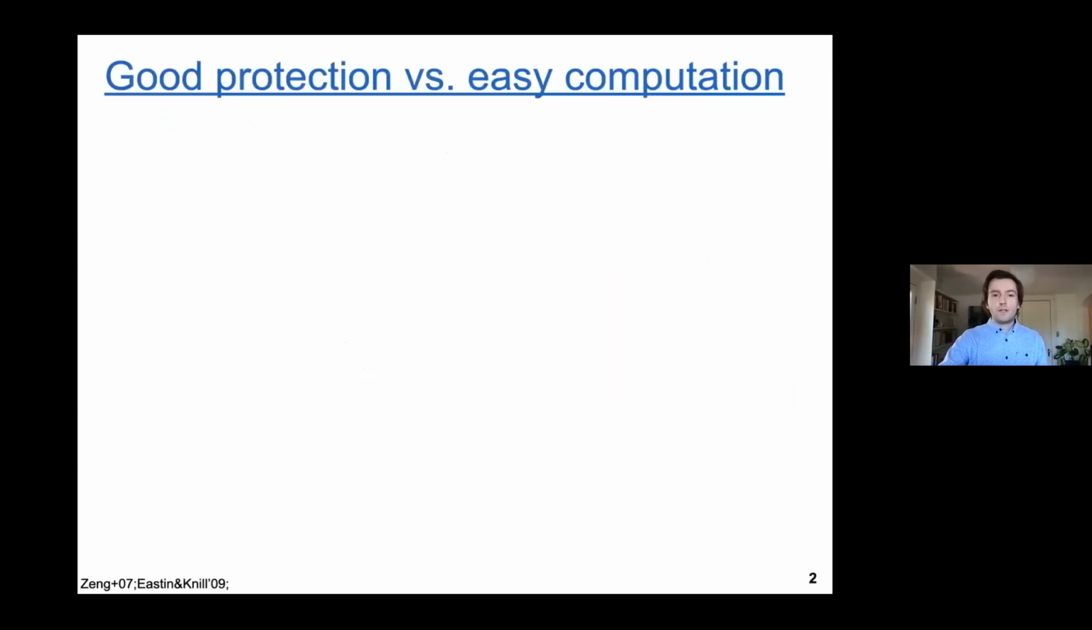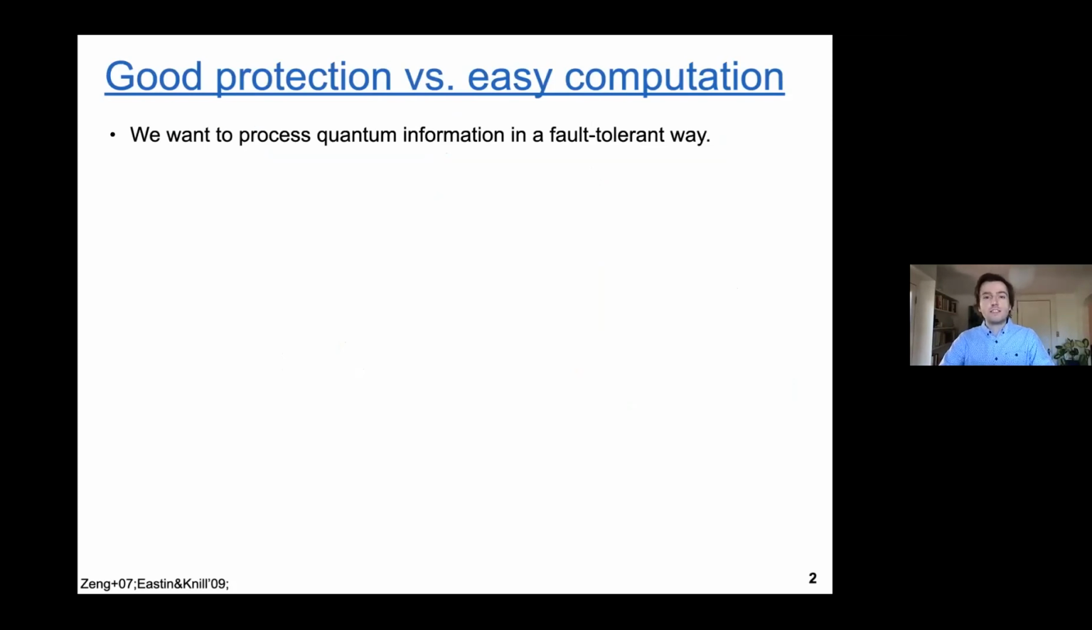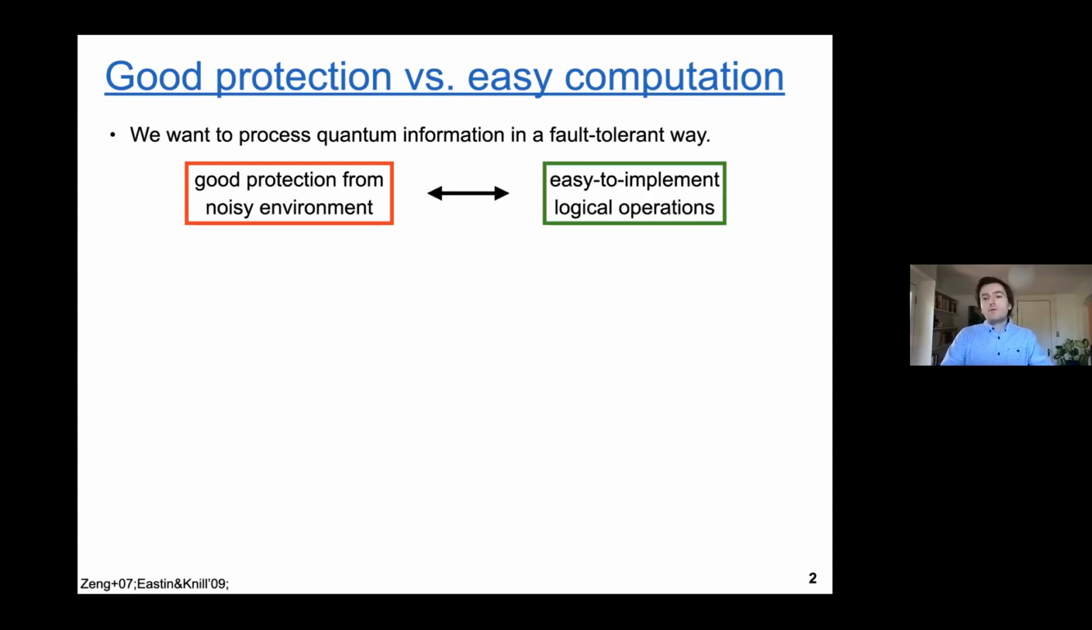So let's get started. What we want to do in our field in quantum information processing is we want to process quantum information in a fault-tolerant way. We want to have logical information well protected from noisy environment, which can introduce errors. But at the same time, we also want to implement logical operations, and we want to be able to implement them in an easy way. However, as we will see, there's a tension.